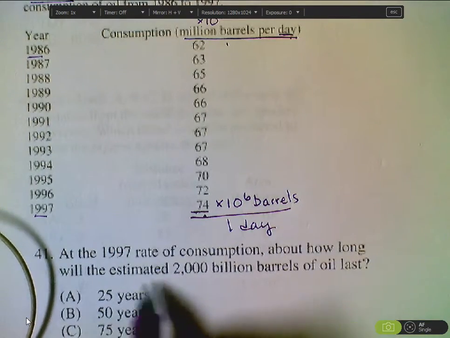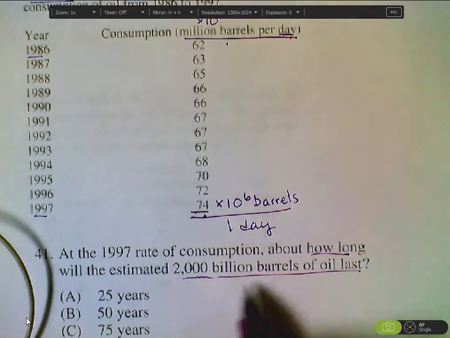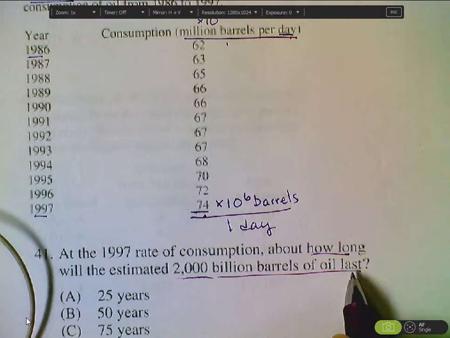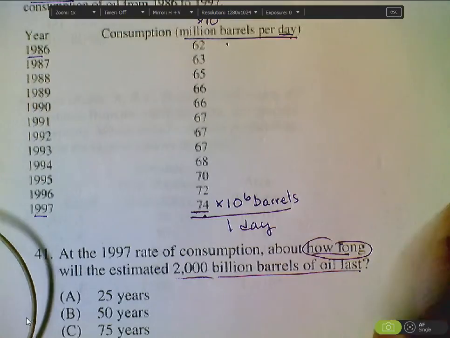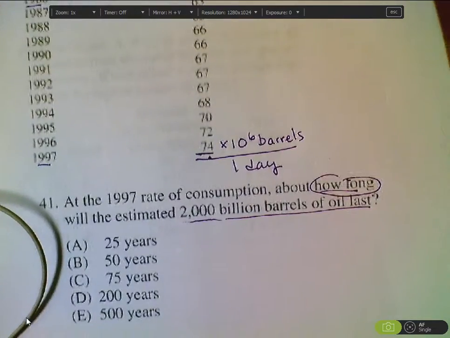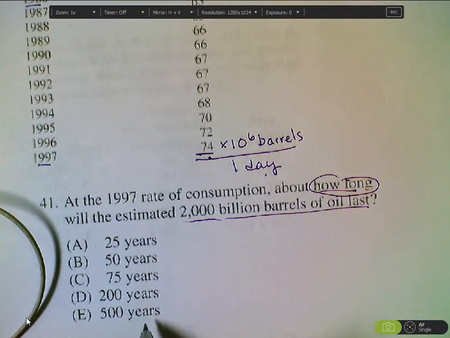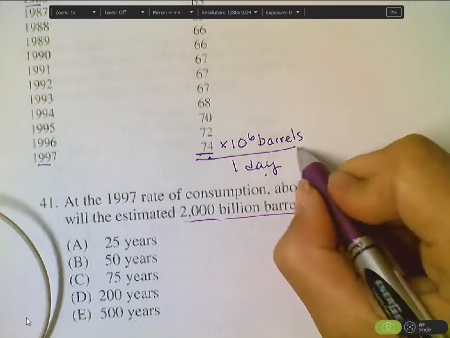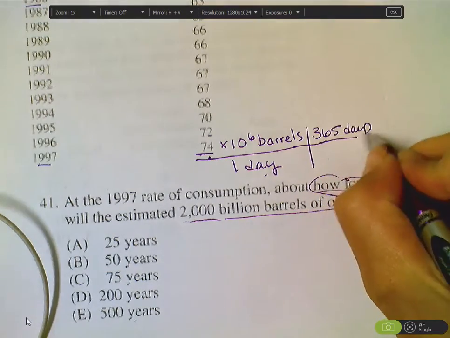Okay, I'm going to keep reading down here. So it's the estimated 2,000 billion barrels of oil. How long will this many barrels last? So on top, how long is what the question is asking me. I need time to be on top. Now, the information I was given was in days. And look over here at your answer choices. It's in years. So I know automatically that this day has to be converted to years. So I know that there are 365 days in 1 year.